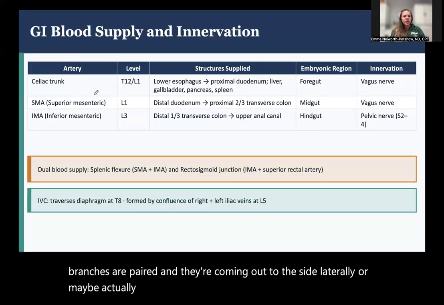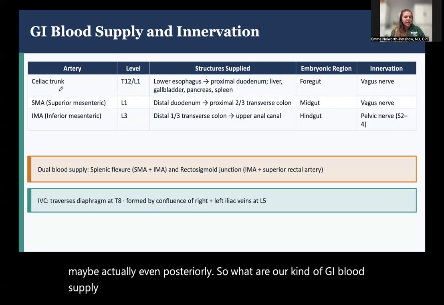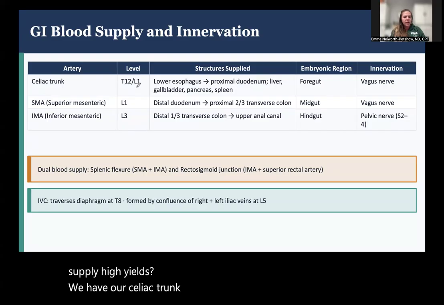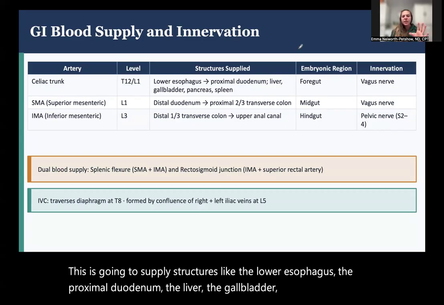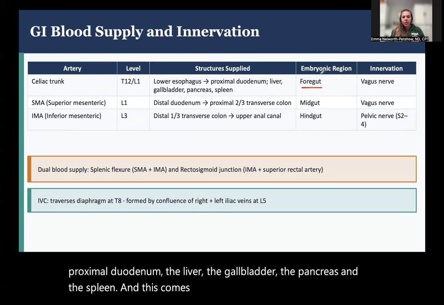So what are our GI blood supply high yields? We have our celiac trunk at T12 L1. This is going to supply structures like the lower esophagus, the proximal duodenum, the liver, the gallbladder, the pancreas, and the spleen. And this comes from the foregut region embryologically, and it's innervated via our vagus nerve.